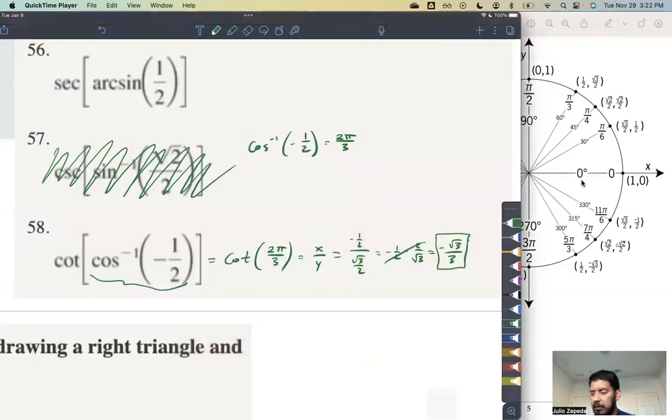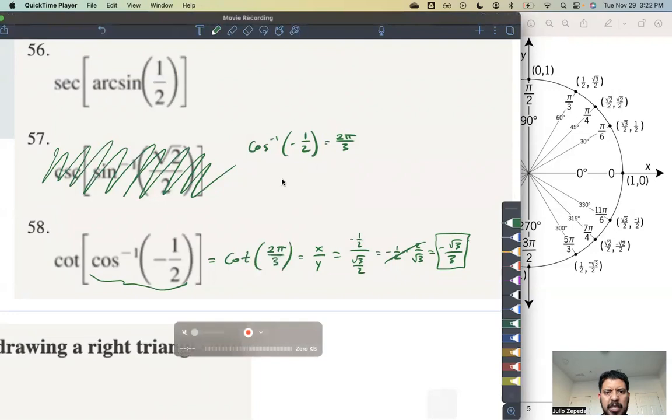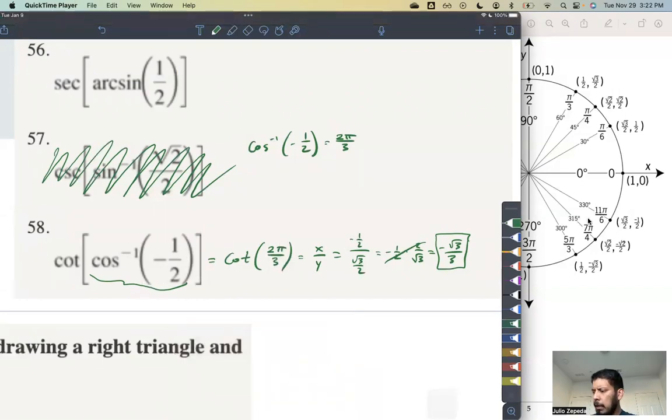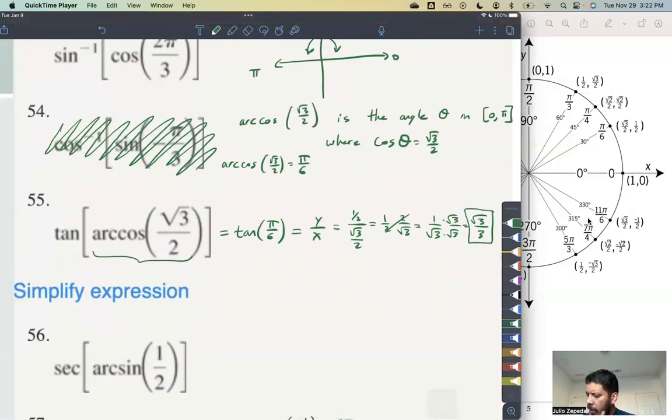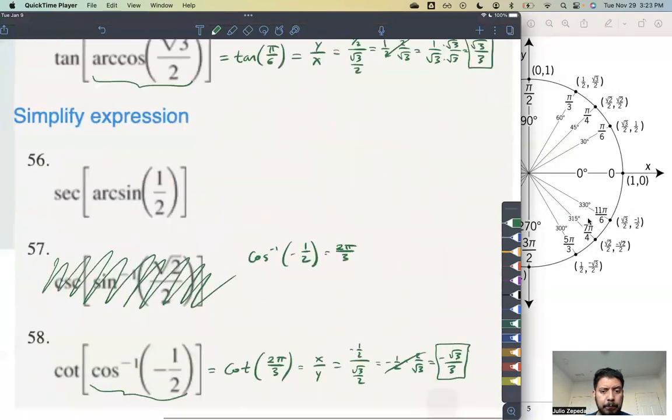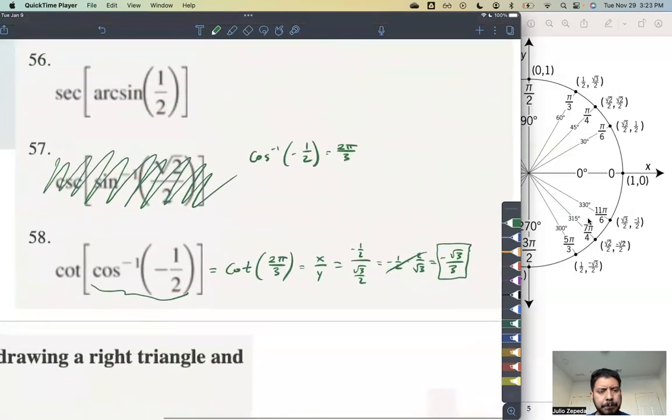And I'm looking at different screens here, so I didn't see that wasn't showing. So, we did this piece here together, and then since the cosine inverse of negative 1/2 was 2 pi over 3, I just replaced this by 2 pi over 3 here, and then found the cotangent of that angle. All right. Let me double check something here, because I think I may have made a little mistake. The arc cosine of square root 3 over 2. Okay, no, everything was good. Just wanted to double check it. All right, very nice.